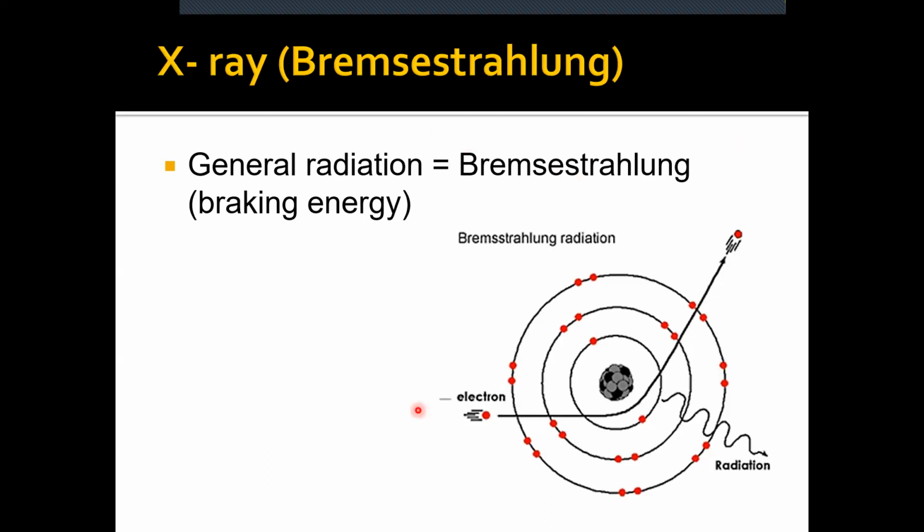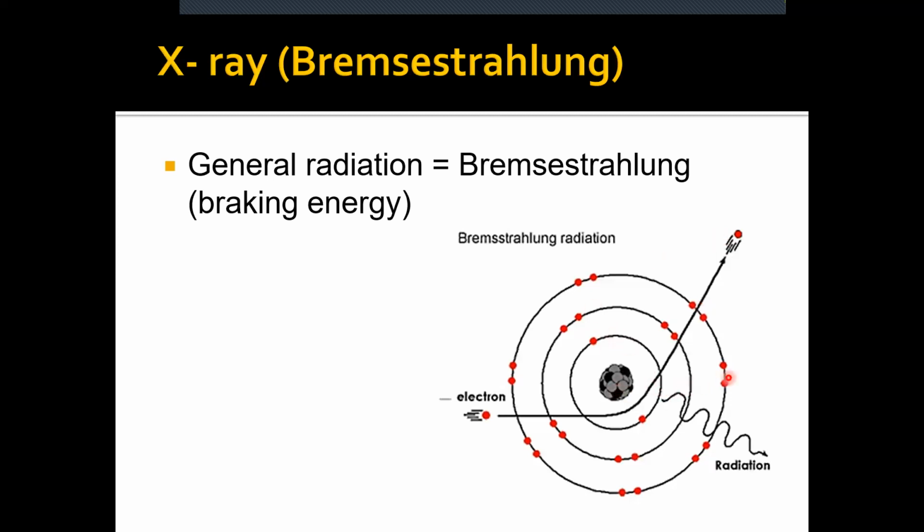With the Bremsstrahlung effect, you have an electron that goes to an atom, and because the nucleus is very positive and the electron is negative, there's going to be some deflection. You can see the negative electron curving around the positive nucleus. That curving results in the electron slowing down, and as it slows down, it releases the energy from its speed as X-rays.